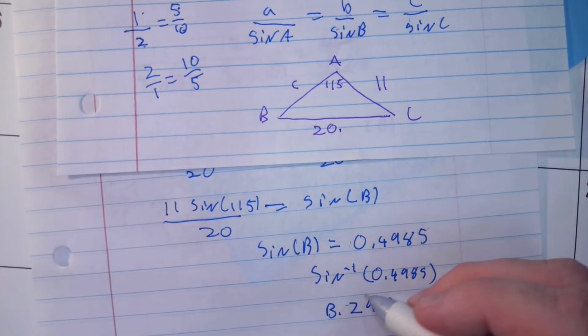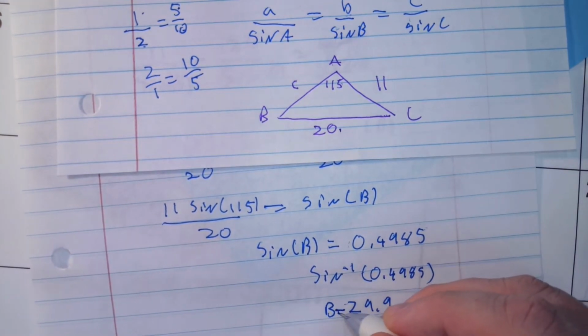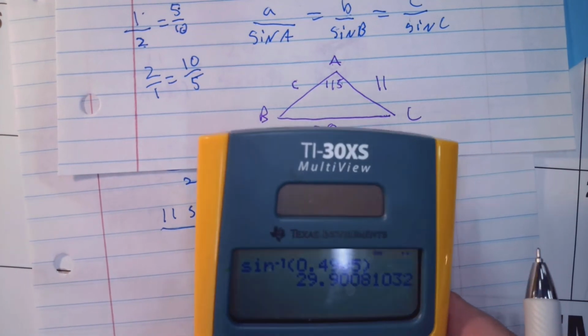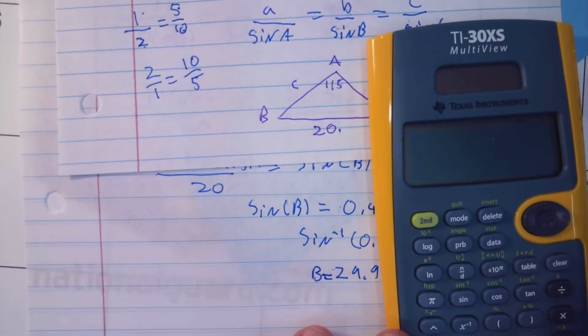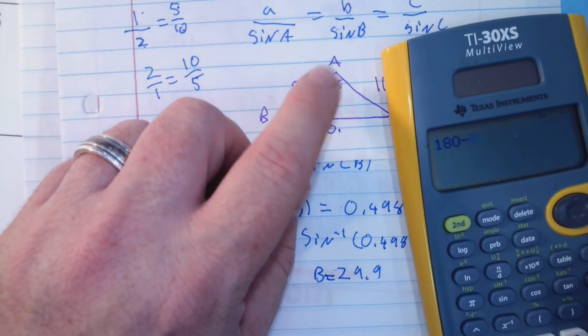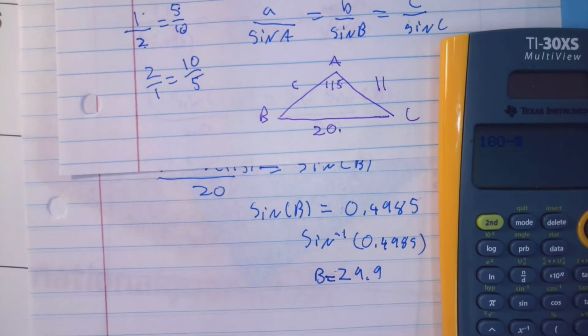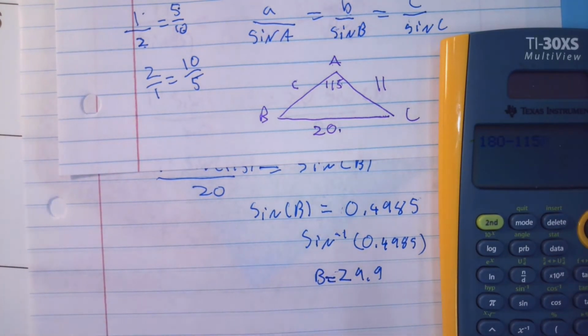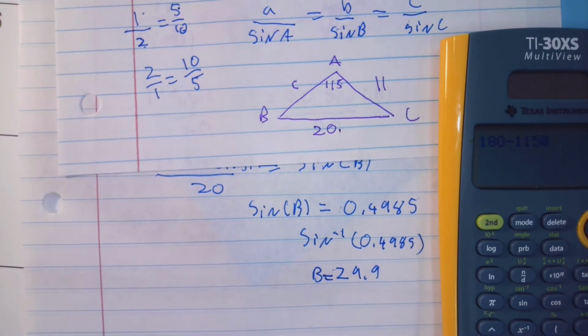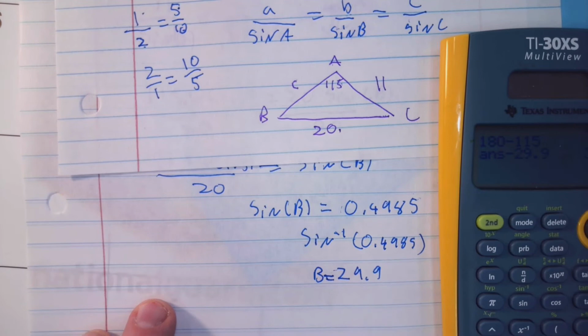Find what C is. How do I find what C is? Do I have to use some complicated formula? Or can I just do 180? Well, this isn't a right triangle, remember? Minus 115, minus 29.9. So that gives me what?